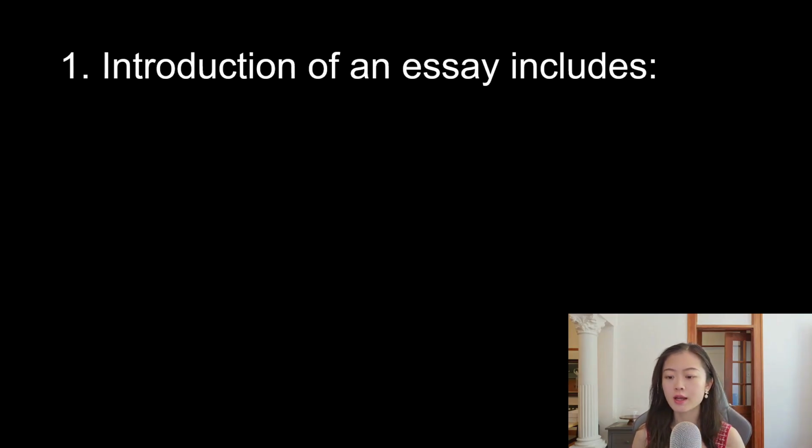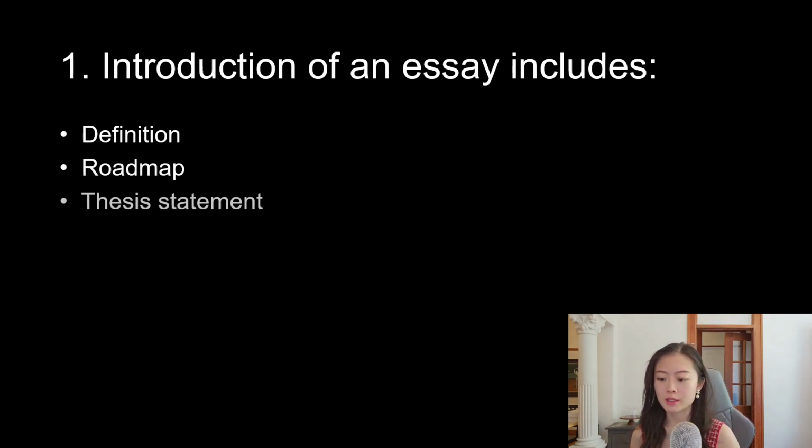So first, let's review what should be included in the introduction part of an essay. There are three components. First, definition. Second, roadmap. Last, thesis statement. I explained what each of them means before in the third episode, how to structure your 2000-word John Locke essay. So if you're interested, make sure to check that one out.